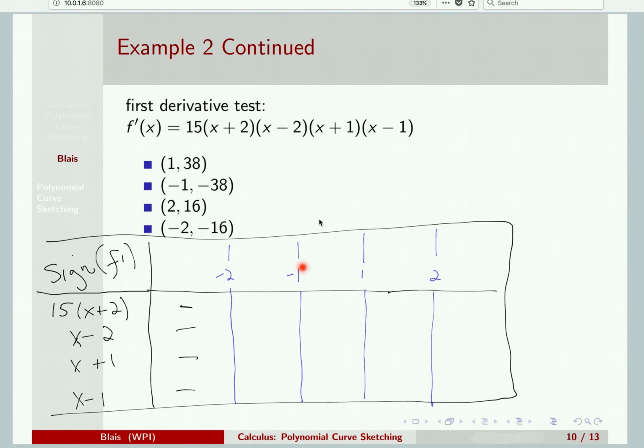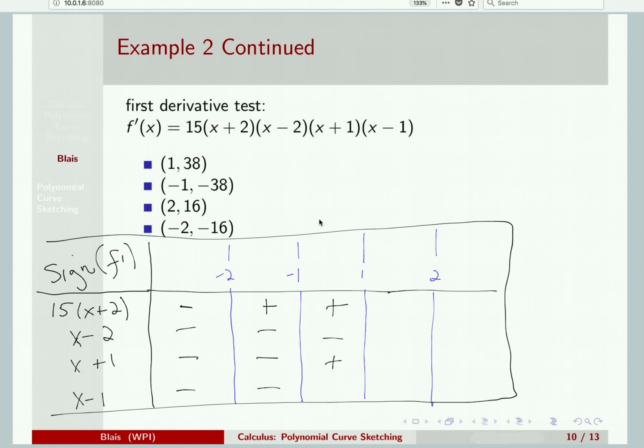Something between minus 2 and minus 1, how about minus 3 halves? Minus 3 halves plus 2 is 1 half, so that will be positive. Minus 3 halves minus 2, that's negative. Minus 3 halves plus 1, that's negative a half or negative. Minus 3 halves minus 1 is minus 5 halves or negative. Something between minus 1 and 1, 0 is nice. 15 times 0 plus 2, positive. 0 minus 2, negative. 0 plus 1, positive.